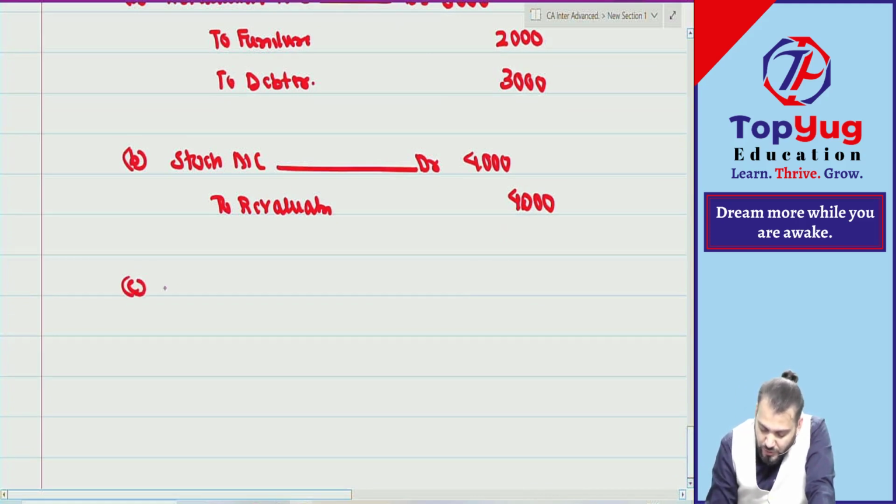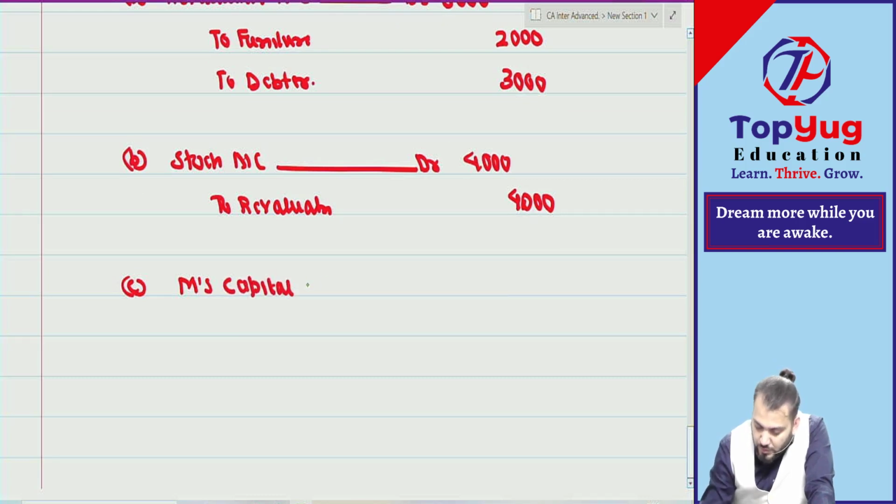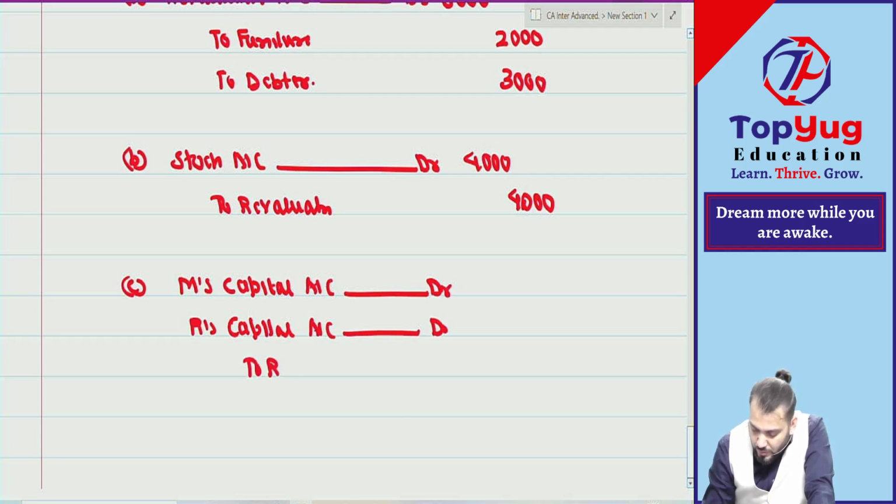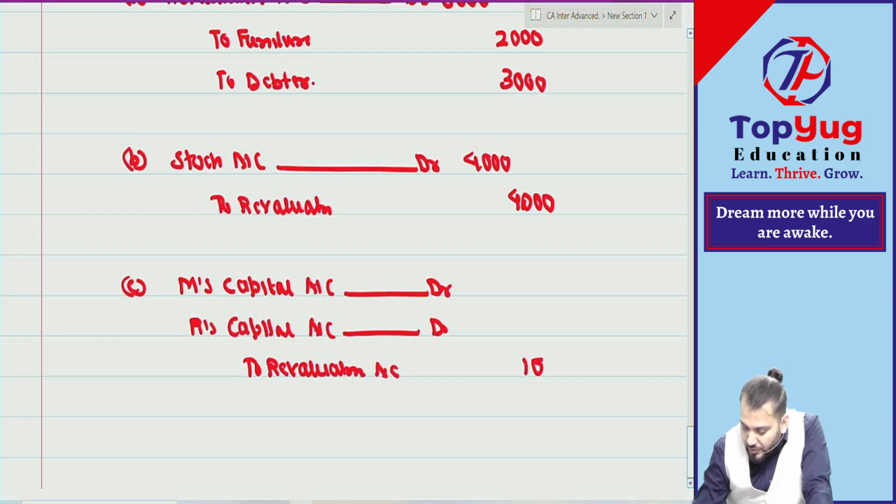There is a loss. This will be transferred to what? What are the two partners? So M's capital account debit, R's capital account debit to what? To revaluation. It is 1,000, and this will be in the ratio 3 to 2, 600 and 400, and done. First step done.